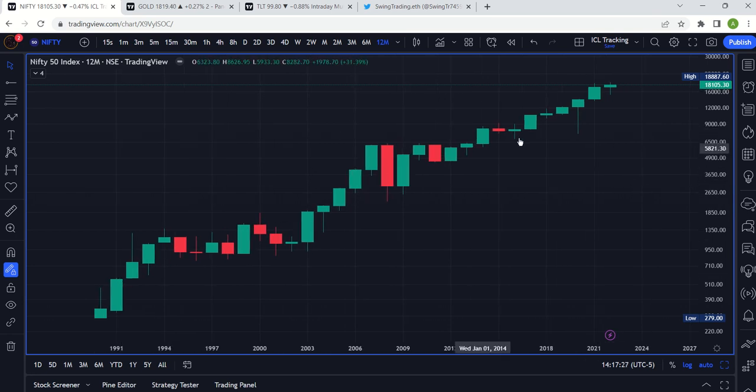But this is your annual chart. So this is your yearly chart where every candle is one entire year of price action. And man, look at this thing. So we had this period of consolidation. And this starts in 1990. So we had this period of consolidation for 1995.